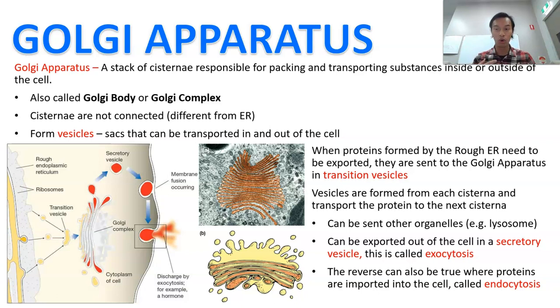This process is called exocytosis, and the reverse can also be true. You can collect them from outside the cell, package them into vesicles, and then send them to the Golgi complex to receive them, and then they're used by the rest of the cell, and that's called endocytosis. We will look at both processes more in 2.4.